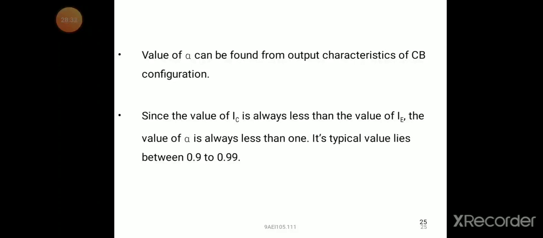You can simply understand why it is less than 1. Alpha means common base, where the base is common, and the remaining two currents are IC and IE. IC is always on the output side, so it is IC by IE. IE is always higher because IE equals IC plus IB. So IE is greater than IC. When the denominator has the higher value, the ratio should always be less than 1. That's why the value is 0.9 to 0.99.